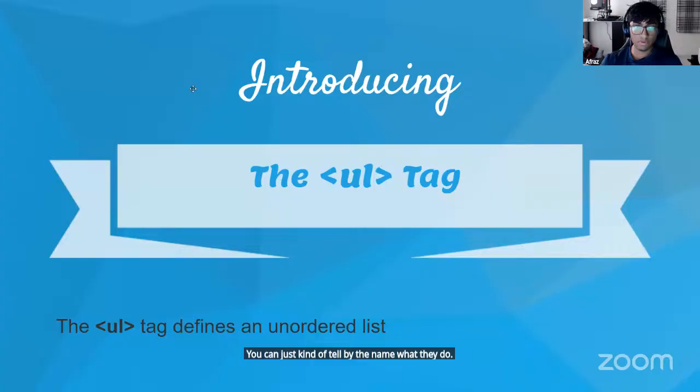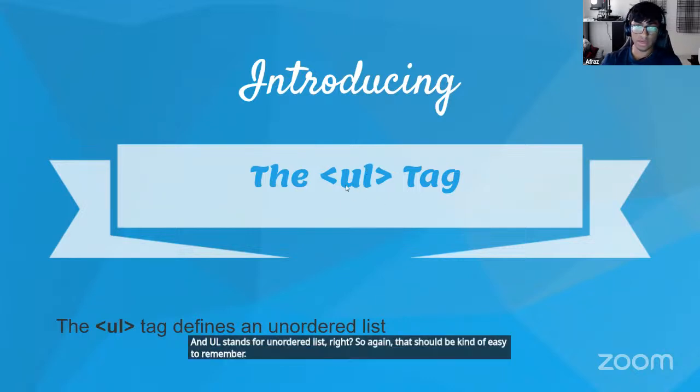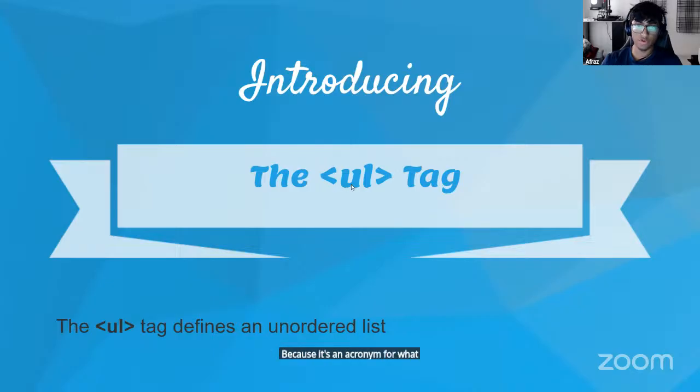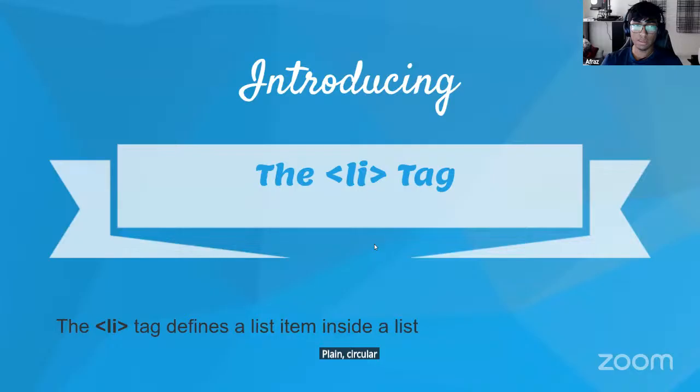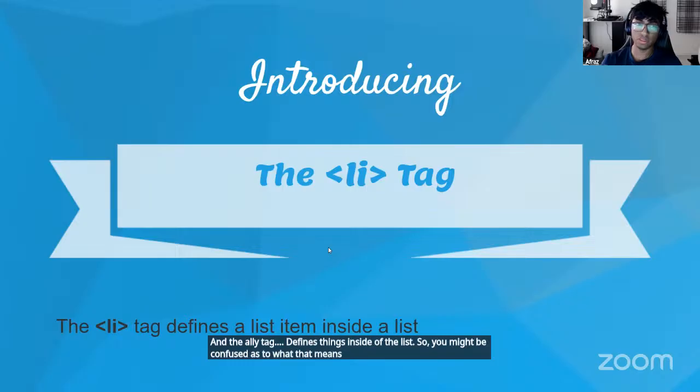And the first tag we're going to learn is the UL tag. And UL stands for unordered list, right? So that should be kind of easy to remember because it's an acronym for what it is, unordered list. That's the UL tag. Unordered list is the one with the bullet points that are plain, circular. And then we have the li tag. And the li tag defines things inside of the list. So you might be confused as to what that means. We're going to take a look at that in a second.